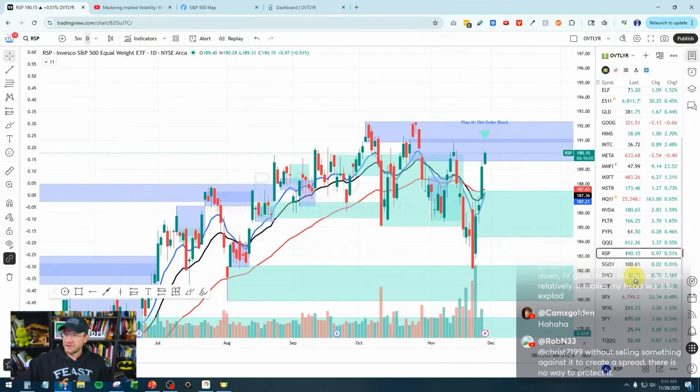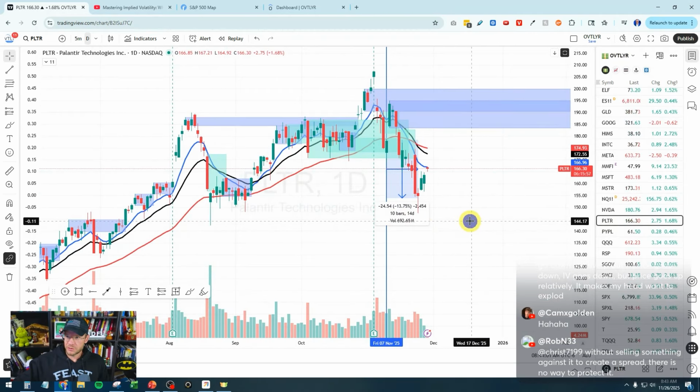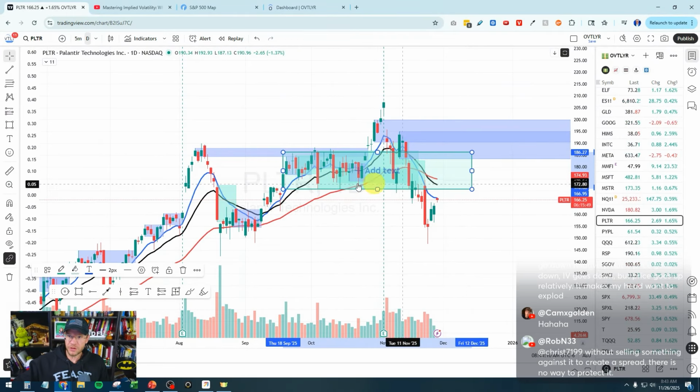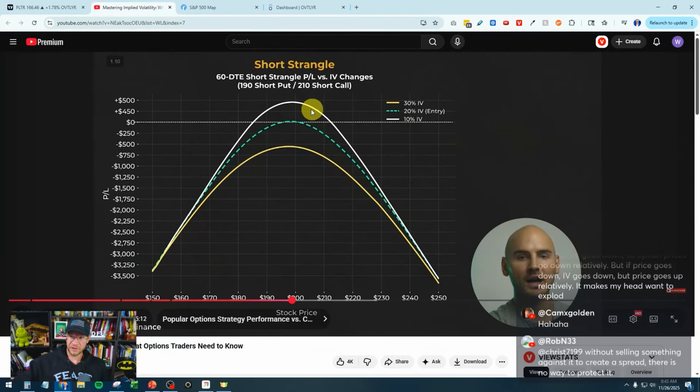I'll give you an idea. Imagine that you did a short strangle on Palantir. And let's say you did it right here because you knew that Palantir was going to go sideways, which is exactly what kind of trade this is. We're going to go up a little bit, down a little bit, and sideways, and you make money. But if it goes too far up or too far down, you lose.